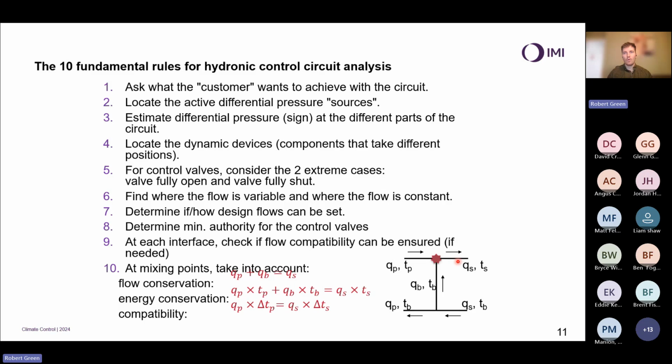Because again, we can't magic our way around this. We need to make sure this is right. We need to make sure the fundamental design conditions are correct. So these are my 10 fundamental rules.